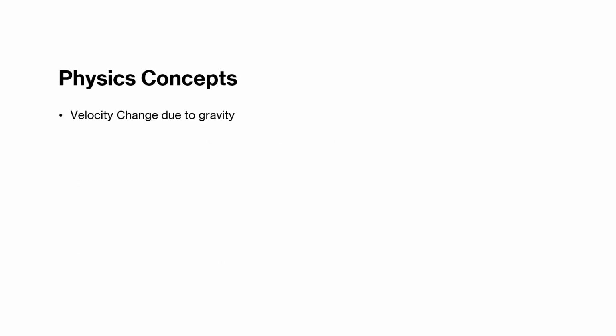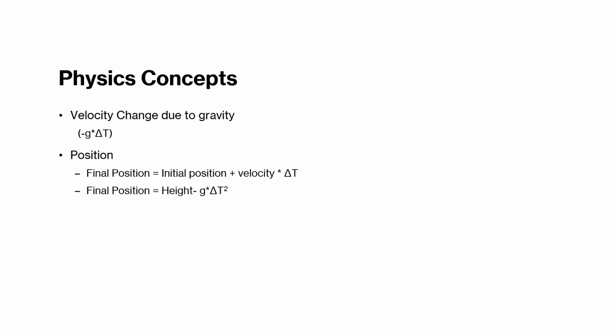So the concepts we're going to be covering are velocity change due to gravity, which is the acceleration due to gravity times change in time. Our position formula: our final position is equal to initial position plus our velocity times our change in time. And then if we fill in our acceleration, we get this other final position.